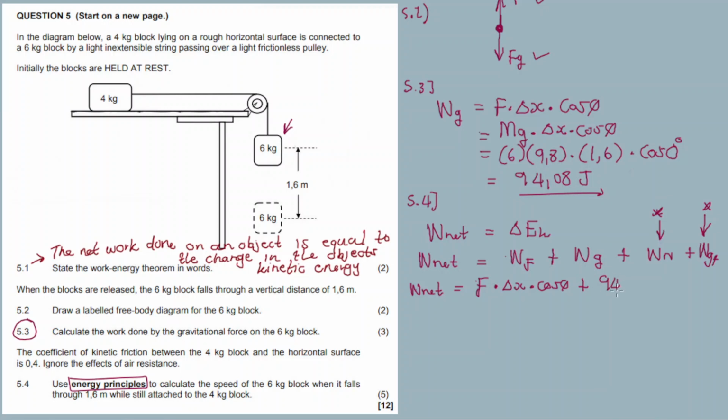It is 94,08, plus the work done by the normal force, it's 0. It is 0. All the perpendicular forces, they do 0 work. I am talking about situations over a horizontal surface. All the perpendicular forces, they do what? They do 0 work.